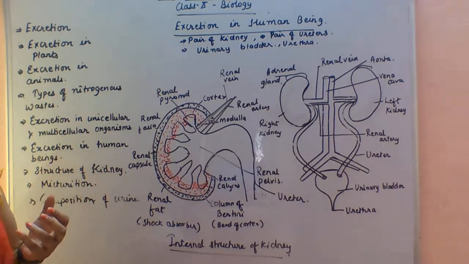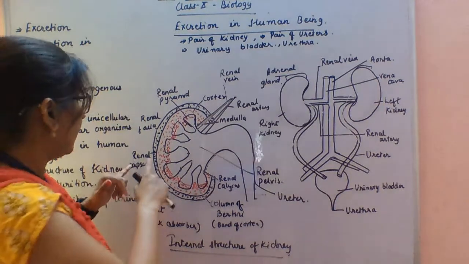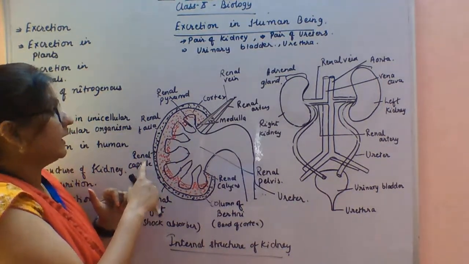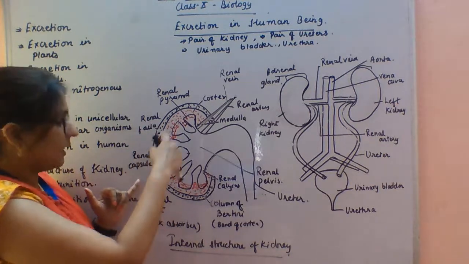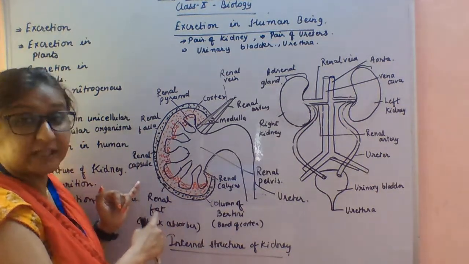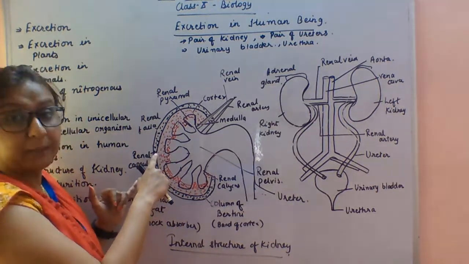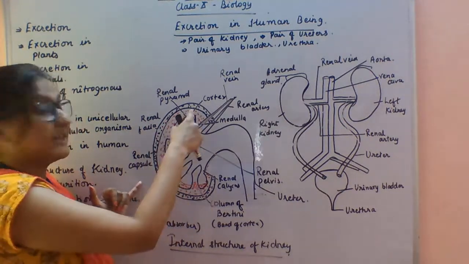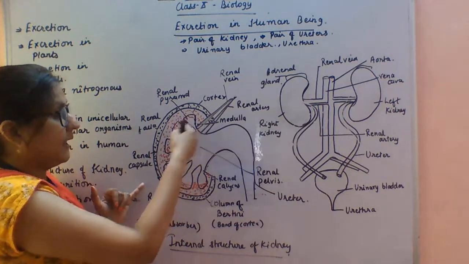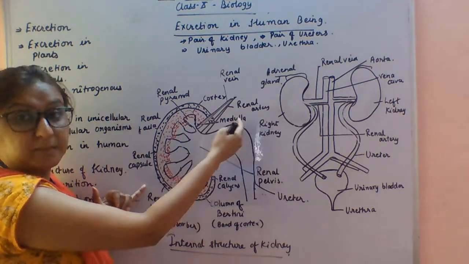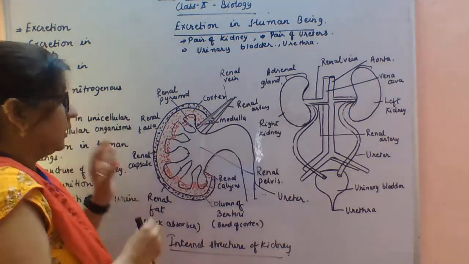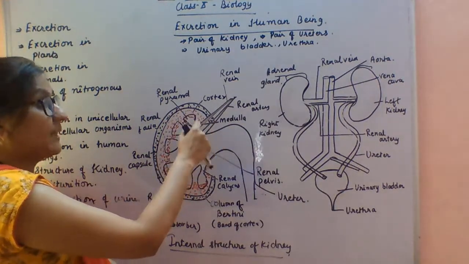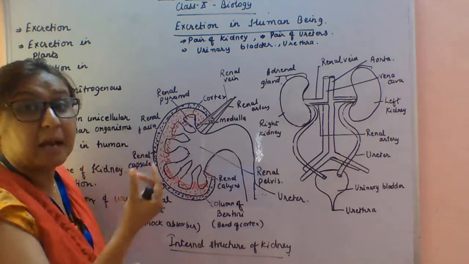Okay, so next, the interior part is called the renal capsule. So first is the renal fascia, then a fatty layer called renal fat, and then the renal capsule, the innermost layer. After that, this middle layer is called the cortex, and this outer region is called the medulla. Okay, so from the cortex and medulla, renal pyramids are there.